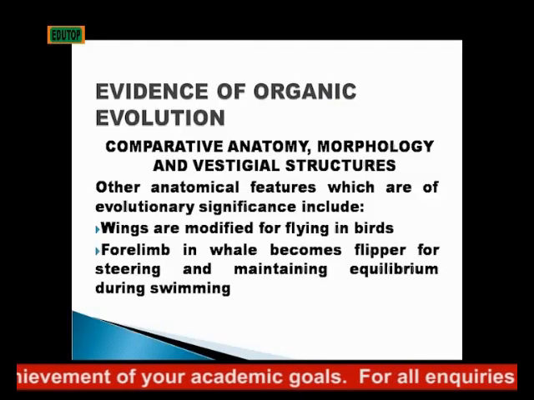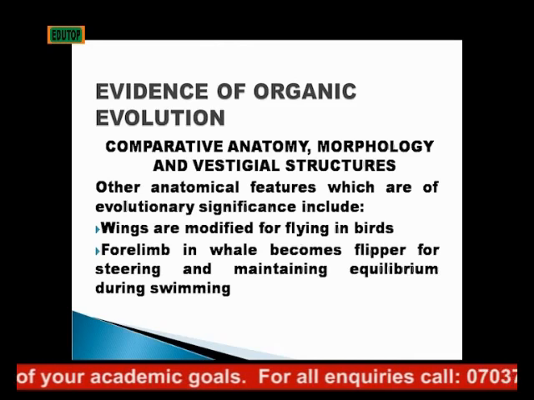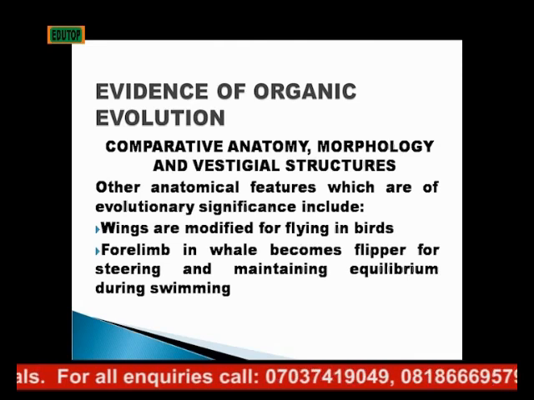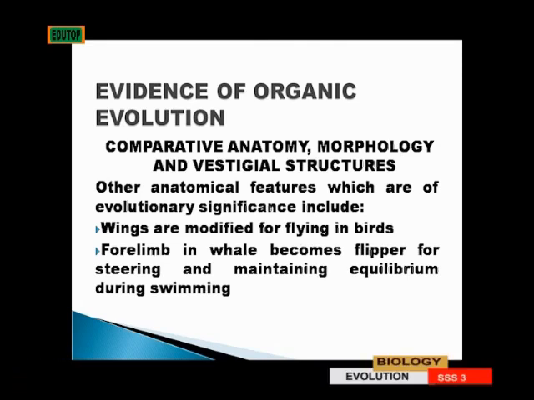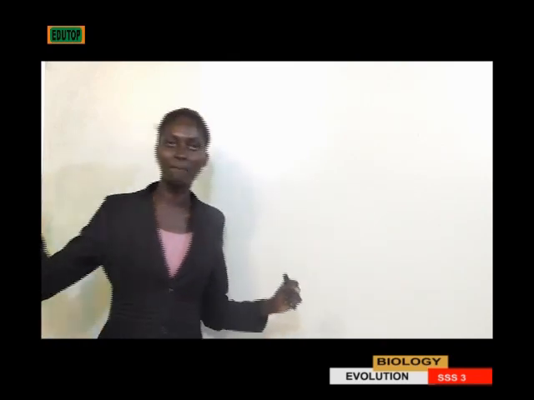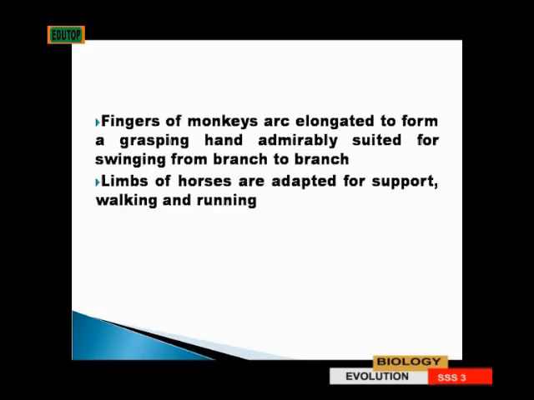Then other anatomical features which are of evolutionary significance include the birds developing wings for flying, the forelimbs in whale becoming flippers for steering and maintaining equilibrium during swimming. Then the fingers of monkey are elongated to form a grasping hand. So when monkey is moving from one tree to the other, it can easily switch from one branch to the other because of that adaptation. Then you have the limbs of horses. They are adapted for support when it's walking and when it is running.